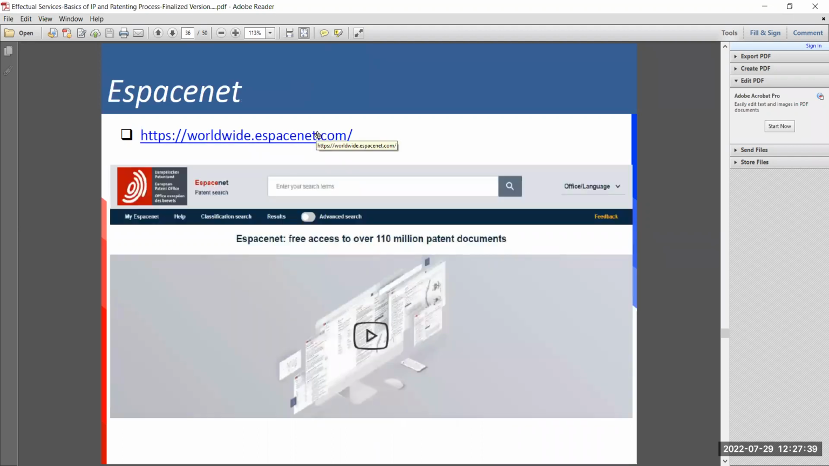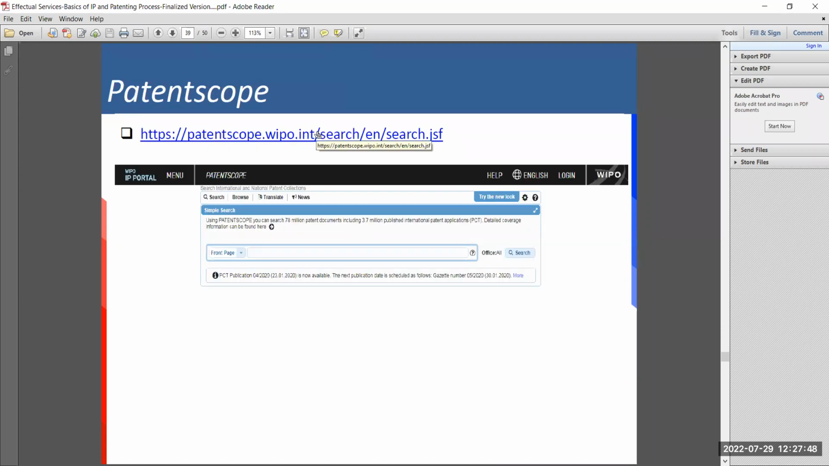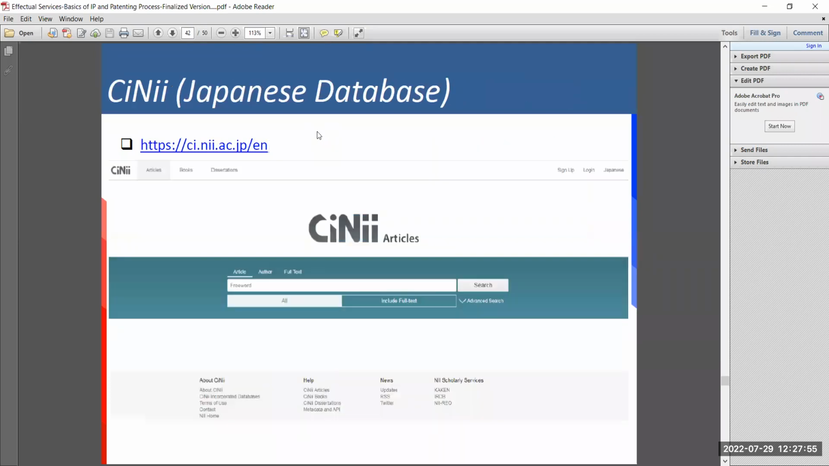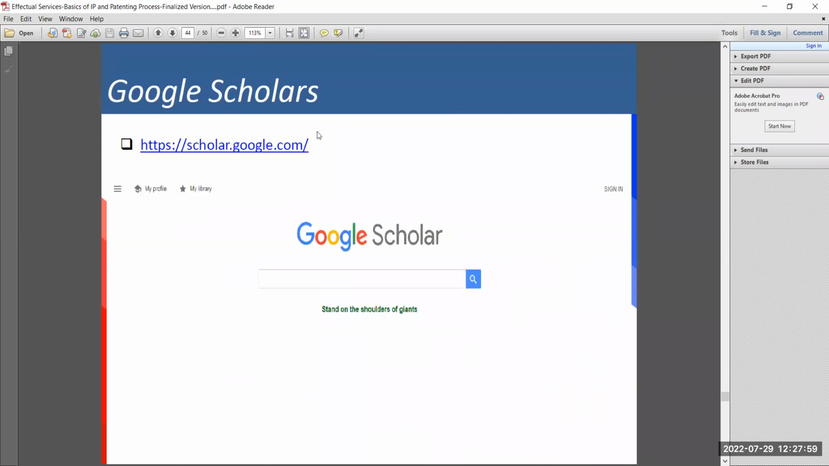Similarly, eSpaceNet is there. Even that is free of cost. There is no charges for that. IP India, free patents online, patent scope WIPO. This is for US patent search. This is for Chinese. This is for Japanese and Korean. This is for Google Scholar.